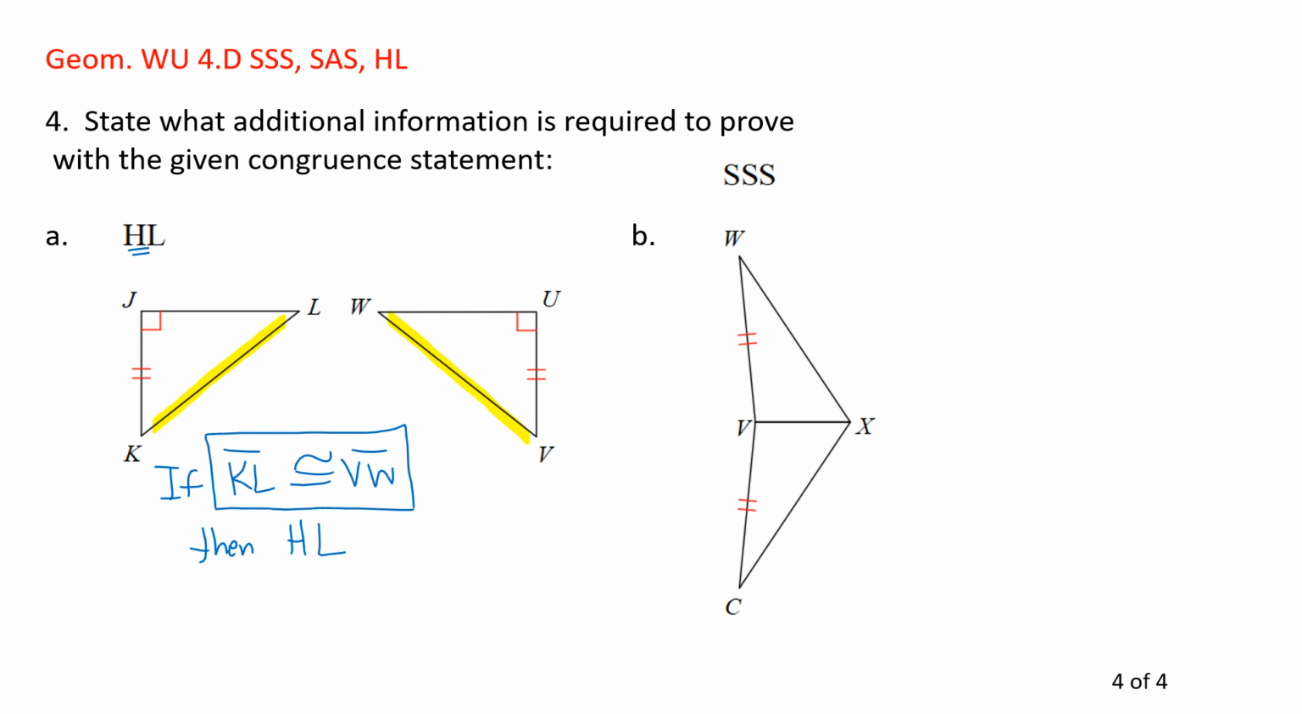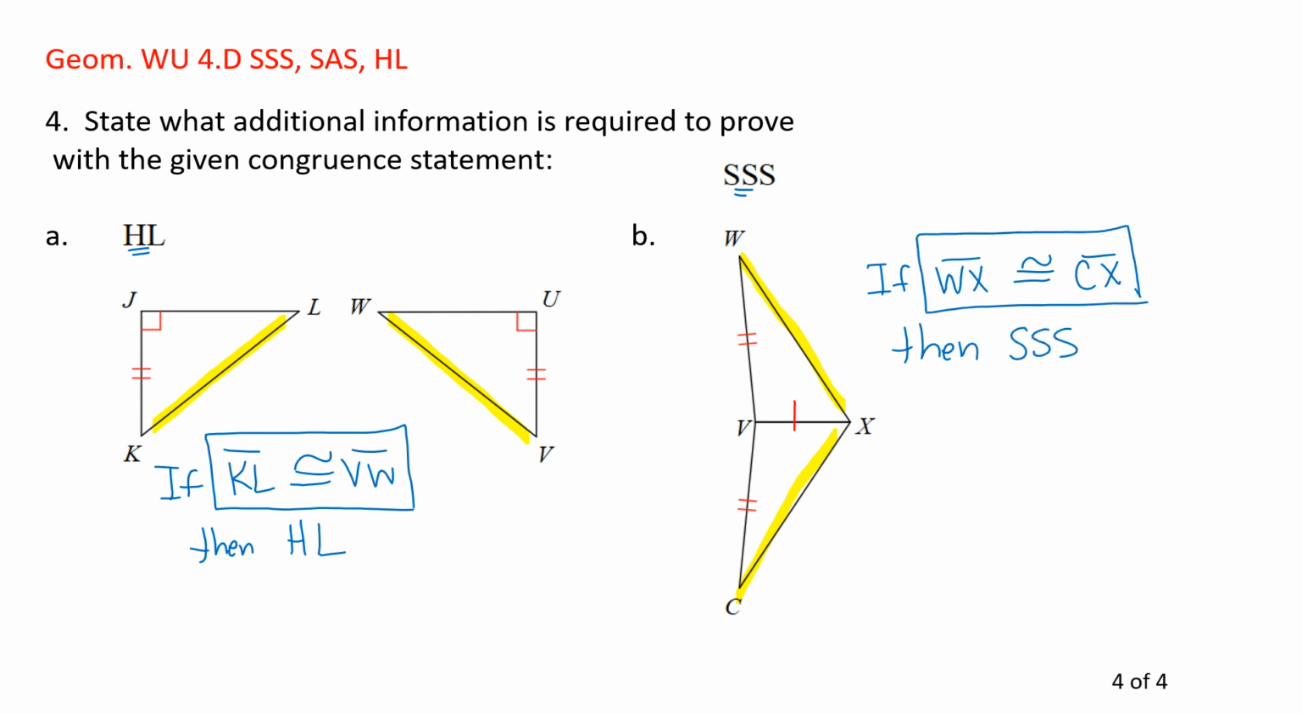How about this last one? I need to know side, side, side. Well, they've already told me one pair of sides. I know that VX is congruent to itself. So what I need to prove is that this is congruent to that. If it's true, I'm not going to put red hash marks because I don't know if it's true. But if it's true that WX is congruent to CX, then these two triangles would be congruent using side, side, side. And that's that.